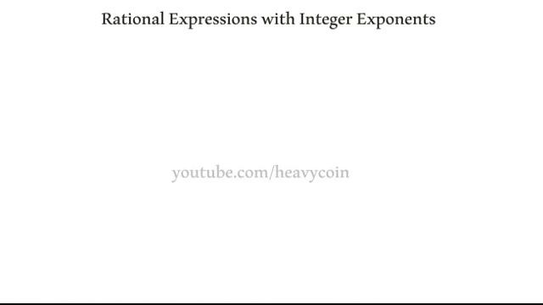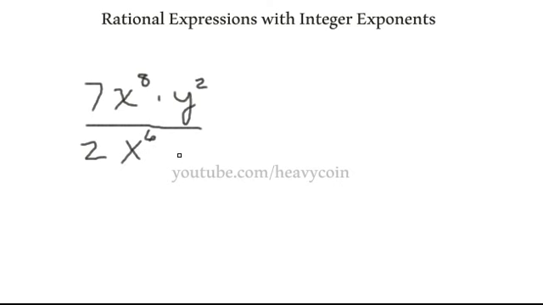Alright, let's start working some stuff with some variables in it. How about I had 7x to the 8th times y squared over 2 x to the 6th and y. We're going to jump right on into the water here, and it's not too deep, I promise. Well, we have an x to the 8th and an x to the 6th.